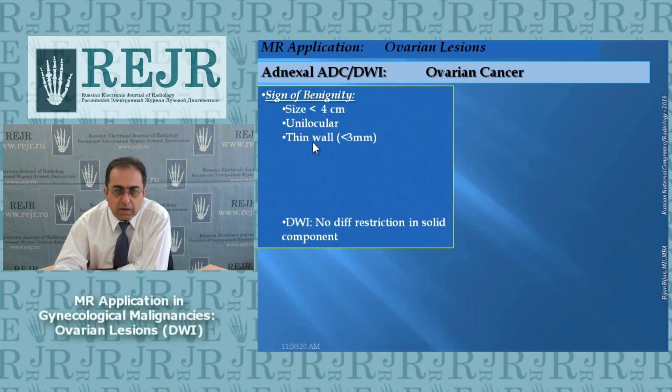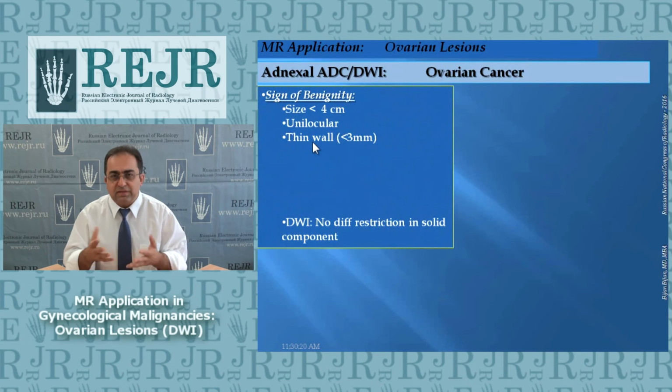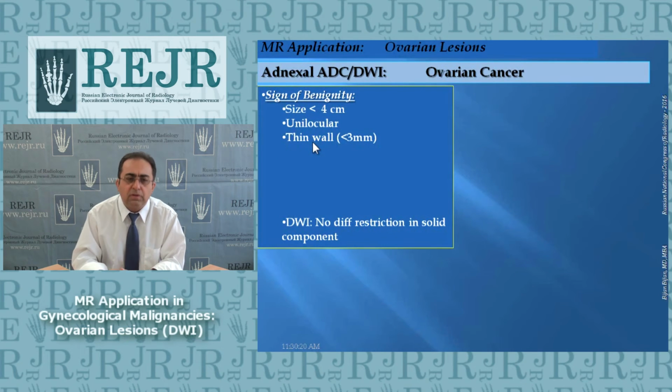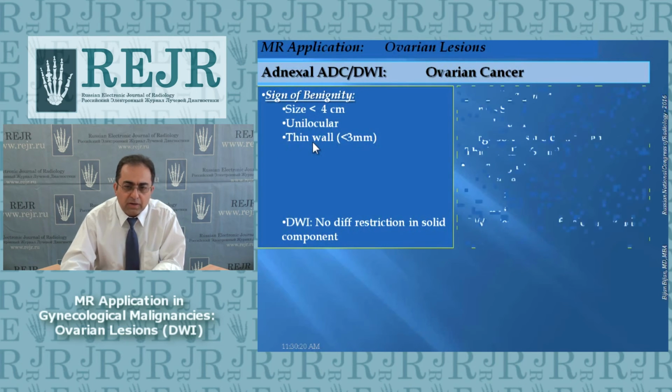What are the signs of benignity? In general, if the size is less than 4 centimeters, if this is unilocular, if the septum and the wall are less than 2 or 3 millimeters, and if they don't show any diffusion restriction in the solid component, most likely you're looking at a benign entity.